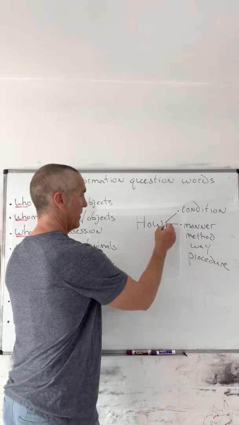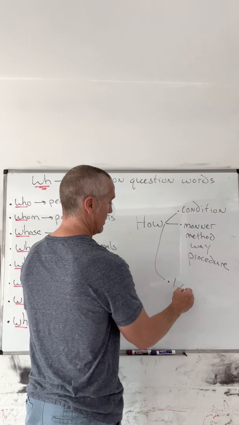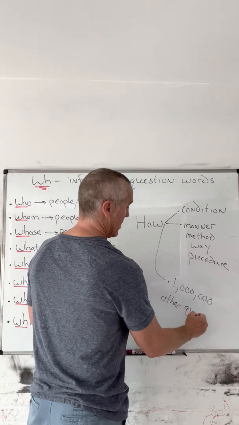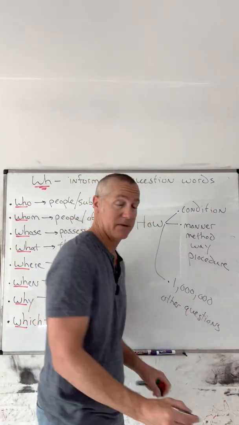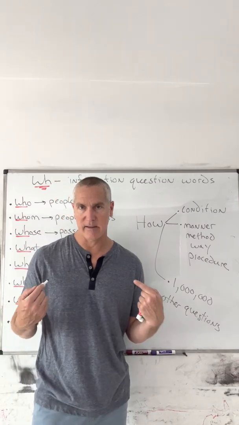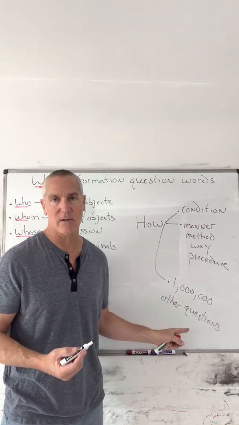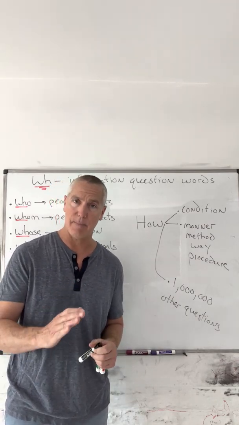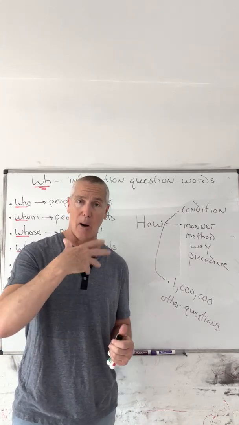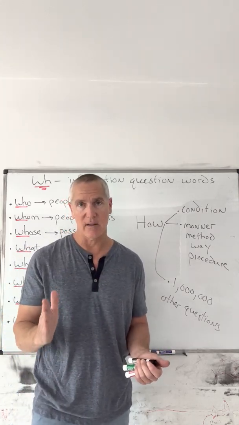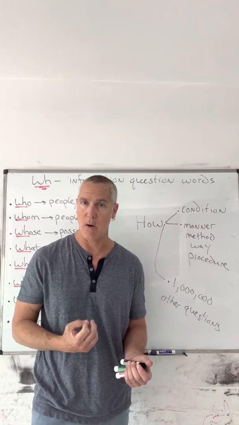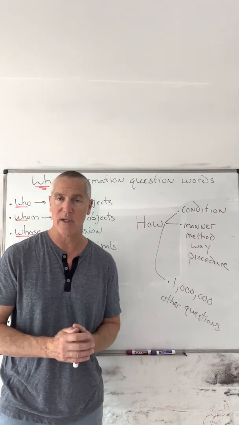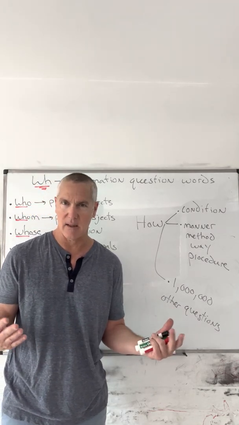And how can also ask 1,000,000 other questions. Now, am I exaggerating when I say 1,000,000 other questions? Yes, I'm exaggerating. But how is a very exceptional question word, and there are many different kinds of questions that we can ask with how. You need to give this word, how, a little bit of extra attention and always consider the context. What does it mean in this case?